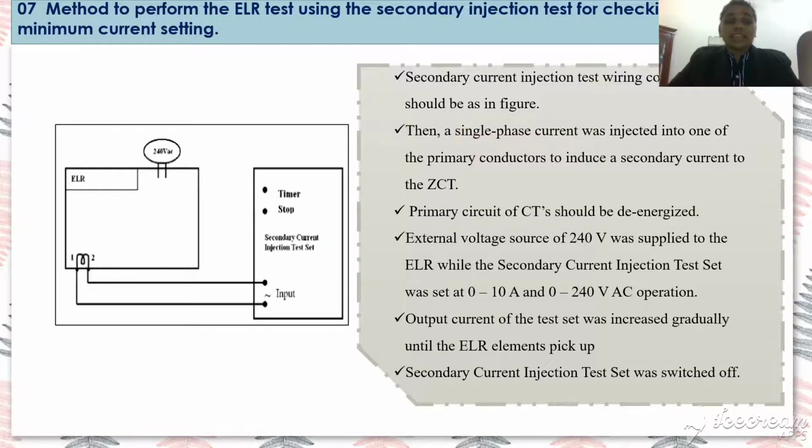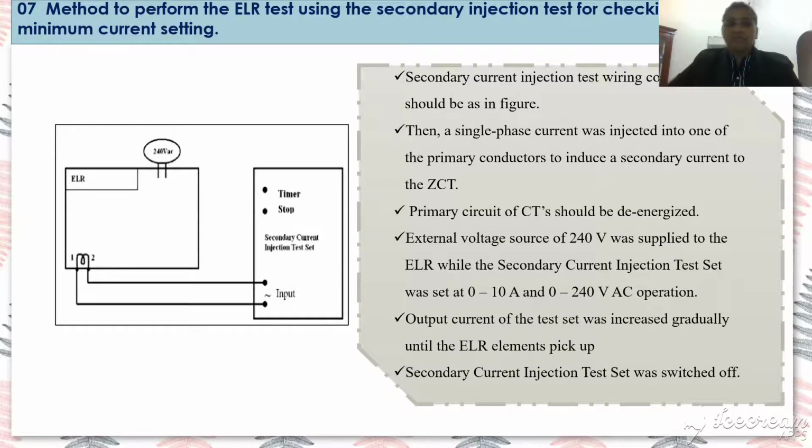So, let's see the method to perform the E-alert test using the secondary injection test set for checking the minimum current setting. Firstly, the secondary current injection test wiring connection should be as in this figure to check the minimum current settings. Then, to induce a secondary current on the ZCT, a single phase current was injected into one of the primary conductors.